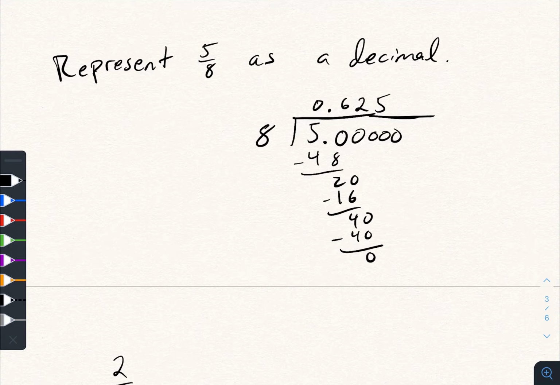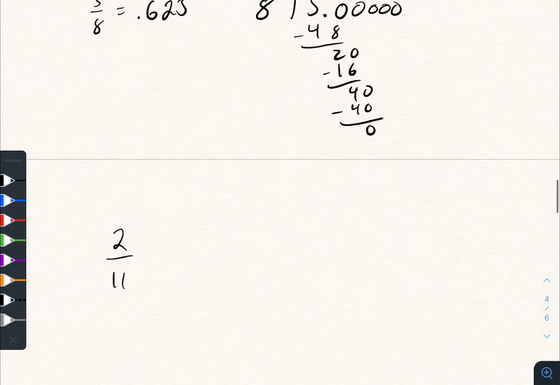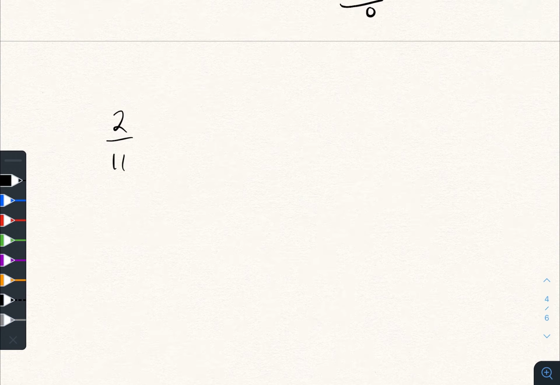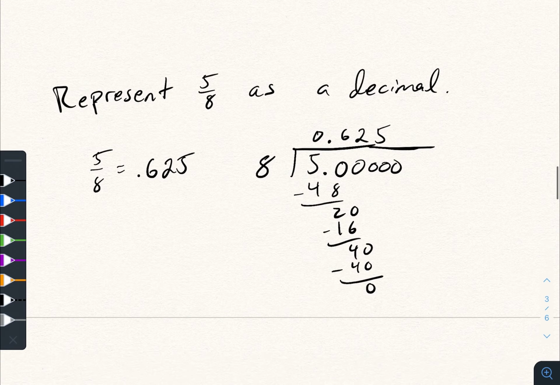And since we got a remainder of 0, everything else past here would just be zeros, and we can really just stop, right? So 5/8 is equal to 625 thousandths as a decimal. It gets a little bit more complicated when you have something like 2/11ths, which is not going to give you something that terminates. So over here, this we would call a terminating decimal.